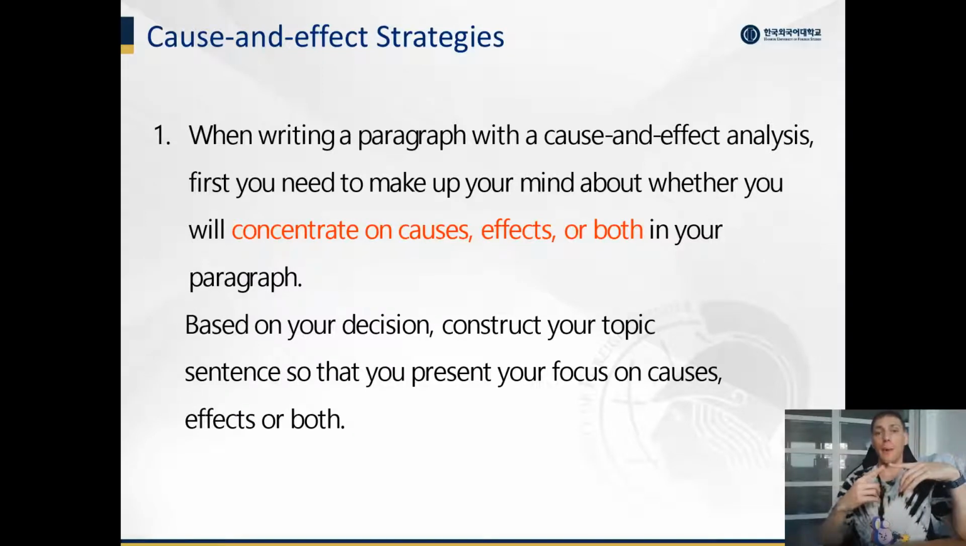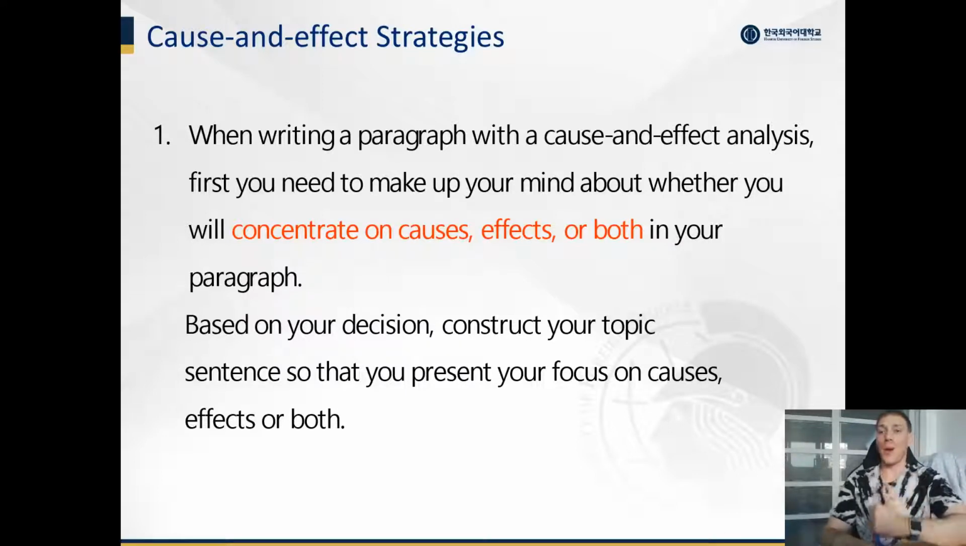So when writing a paragraph with a cause and effect analysis, first you need to make up your mind about whether you will concentrate on the causes, like the problems or the issues that we're looking at, the effects, like the outcomes that have come from what's happened, or both of them together. So when you think about your writing, you're going to think, is it going to be cause? Is it going to be effect? Is it going to be it all together in your writing? And then when you've made a decision, then you can make your topic sentence.